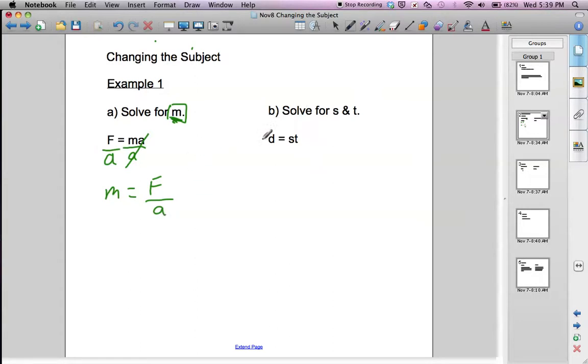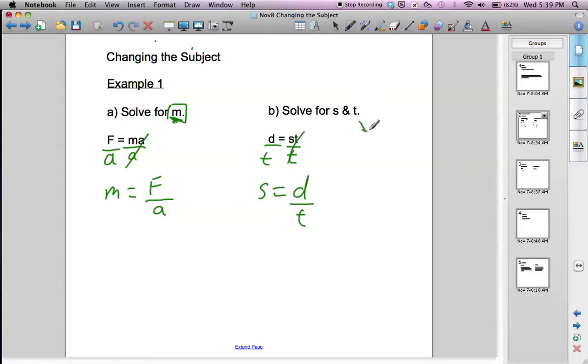Okay, next example, very similar. This is distance equals speed times time. We're going to solve for s and t. We're going to get an equation that gives you the speed and an equation that gives you the time. So if you want to solve for s here, we're going to divide both sides by t. And we get s equals d over t. That means speed equals distance divided by time.